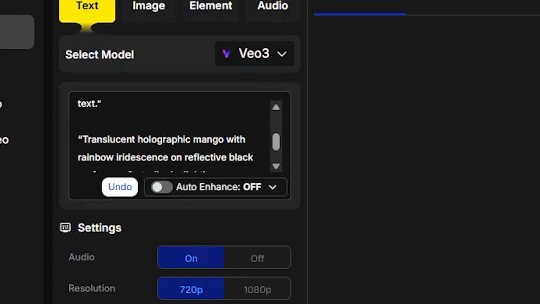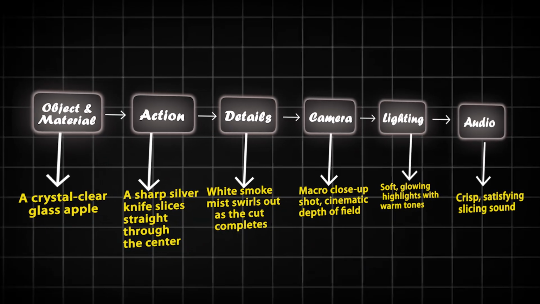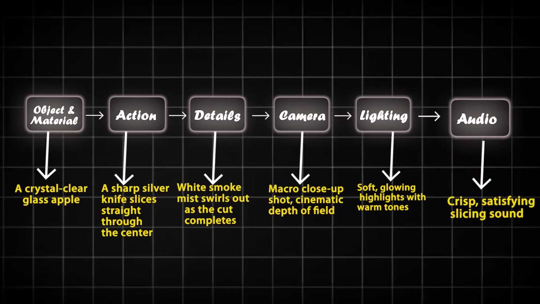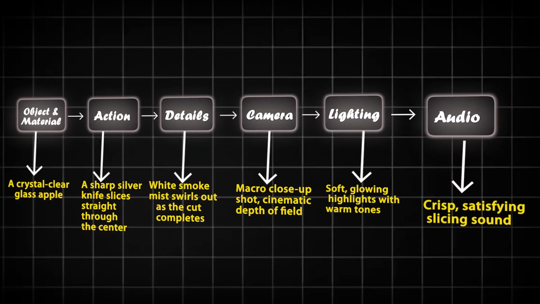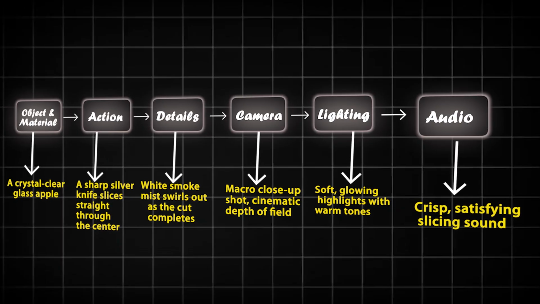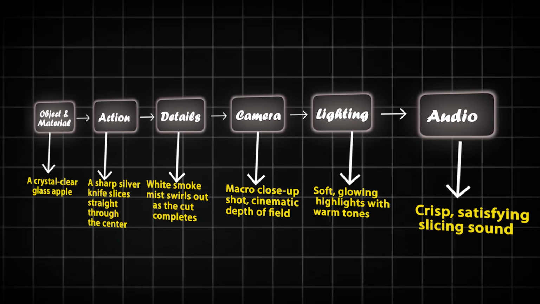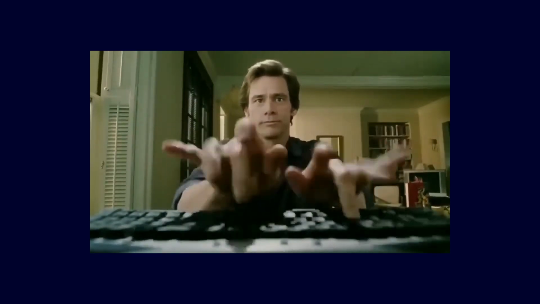Example structure. Object and material: a crystal clear glass apple. Action: a sharp silver knife slices straight through the center. Details: white smoke mist swirls out as the cut completes. Camera: macro close-up shot, cinematic depth of field. Lighting: soft, glowing highlights with warm tones. Audio: crisp, satisfying slicing sound. The more specific you are, the closer you get to viral quality results.